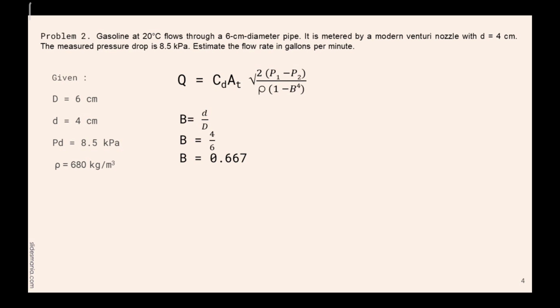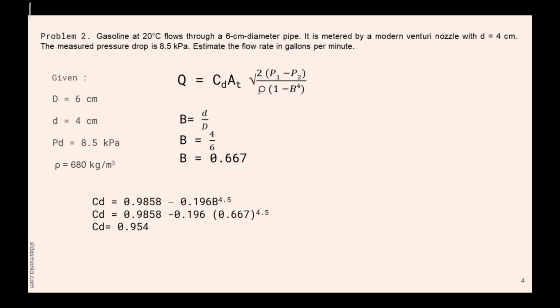For a flow nozzle, the discharge coefficient CD can be solved using this formula. Discharge coefficient is equal to 0.9858 minus 0.196 times the ratio raised to 4.5. Discharge coefficient is equal to 0.9858 minus 0.196 times 0.667 raised to 4.5. Discharge coefficient is equal to 0.954.